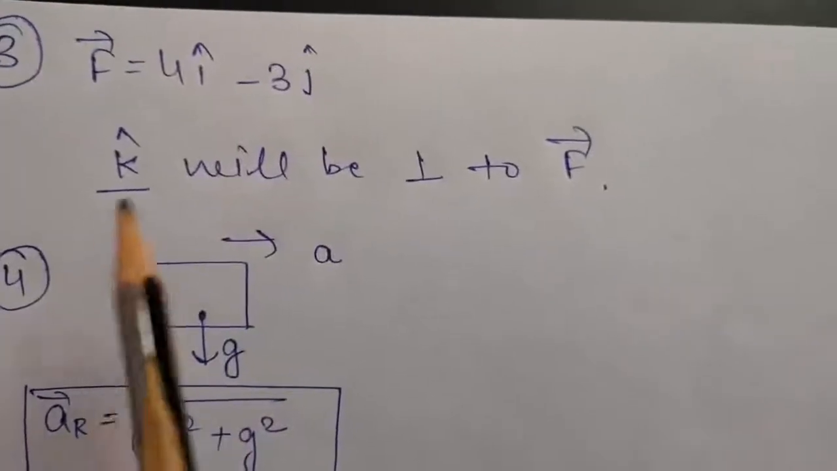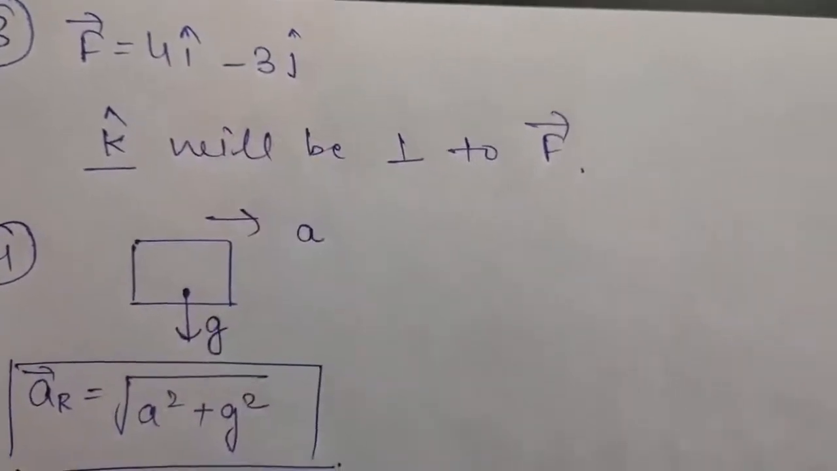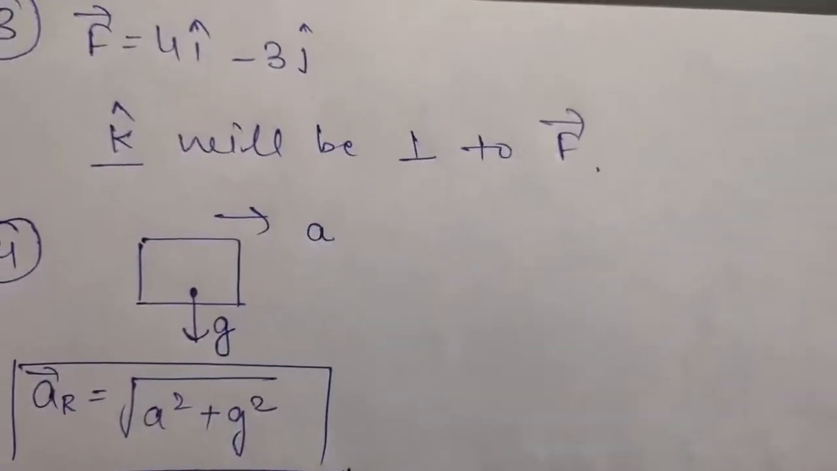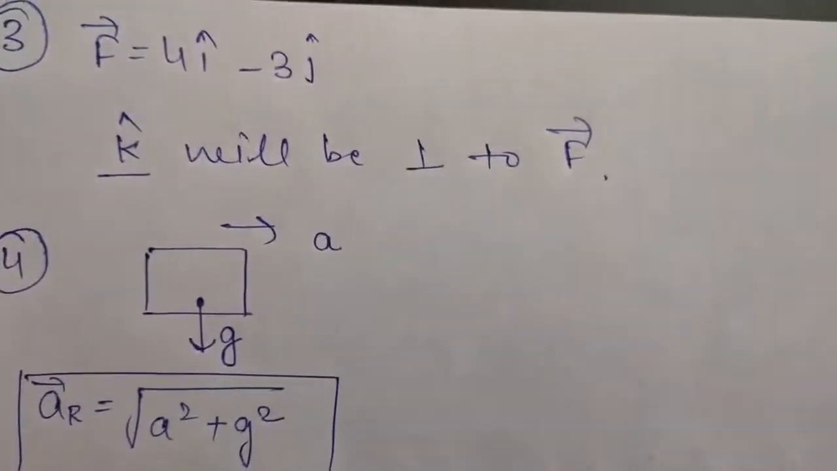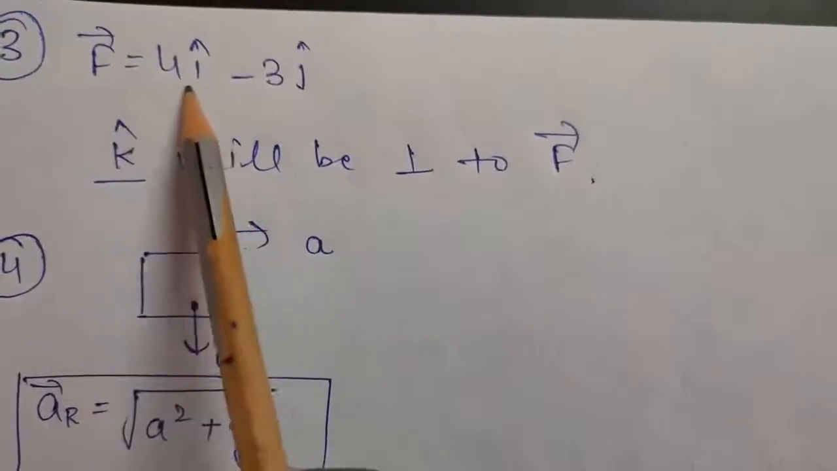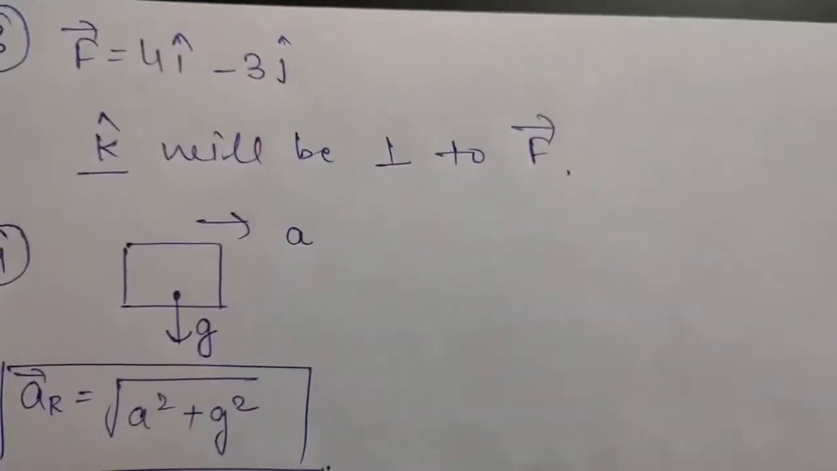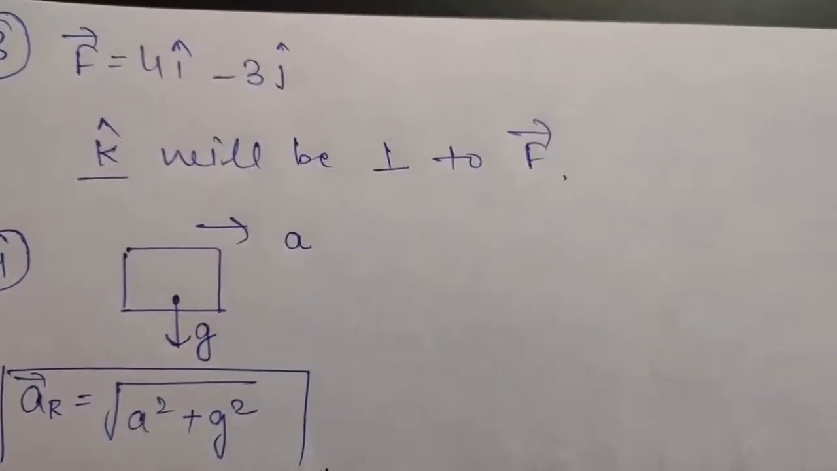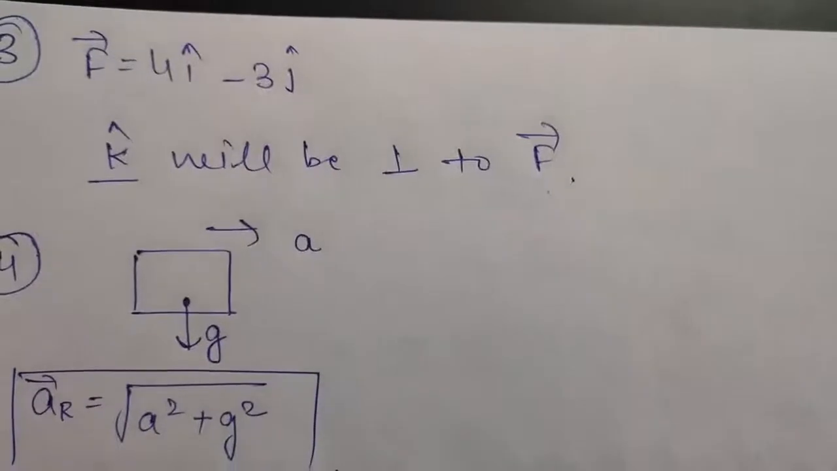In question number 3, you are given a vector f is equal to 4i cap minus 3j cap, and you are asked to calculate a unit vector which is perpendicular to this vector. So it is very easy. You can just answer in one line that because this vector is in i cap and j cap, that is it is in xy plane. So any vector in z axis will be perpendicular to it. So you can say k cap will be perpendicular to f.